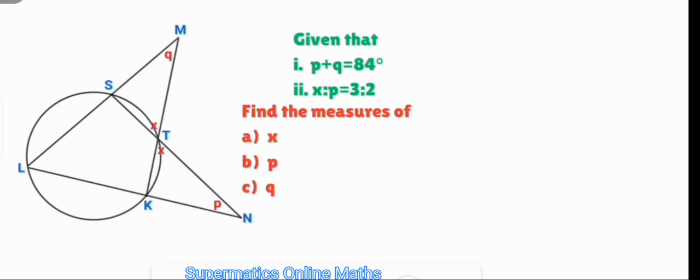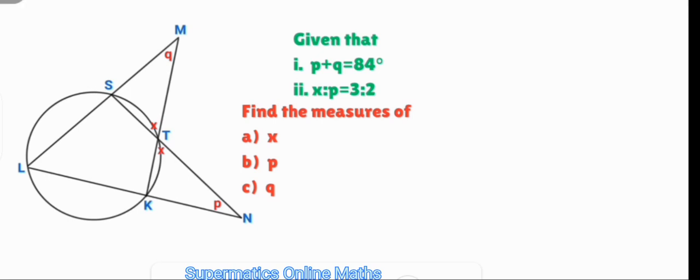Now, in this case, it is obvious that LKTS is a cyclic quadrilateral. So the theorems on cyclic quadrilaterals, like opposite angles of a cyclic quadrilateral are supplementary, and the exterior angle of a cyclic quadrilateral is equal to the opposite interior angle, can be very handy in getting this solved.